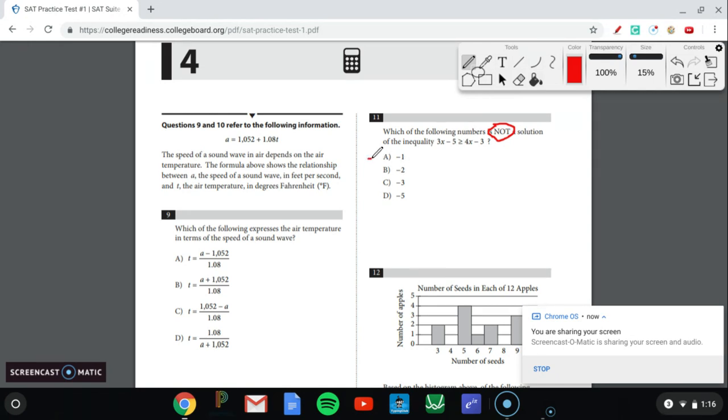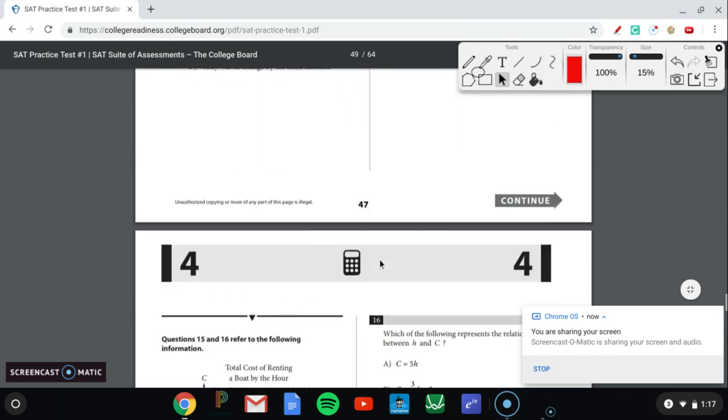And you'll see that when you plug in A, which is -1, you're going to get -3 minus 5 is -8. And is that greater than or equal to 4 times -1, which is -4, minus 3, which is -7? Well, realize that -8 is actually less than -7. It's not greater than or equal to -7, which is why A is going to be the answer that makes it not true. Let's do question 18.